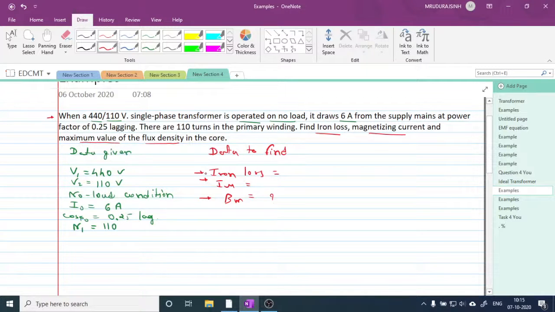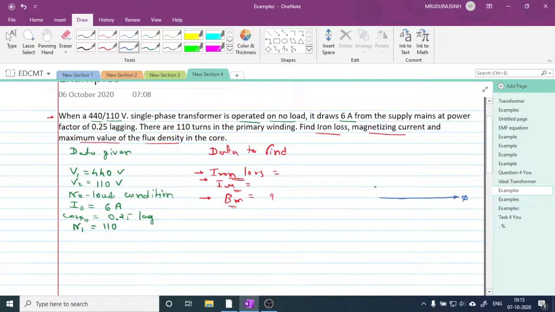So how we will proceed, that is the most important thing. First of all, let's observe what we need to find: the iron loss, then the magnetizing current and the flux density. To understand what exactly we need to find and how we can proceed to solve this example, we need to draw the vector diagram of the transformer. It is always important that you should have a clear idea of what you need to find.